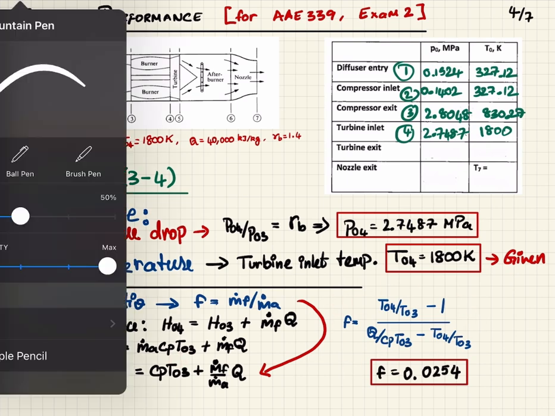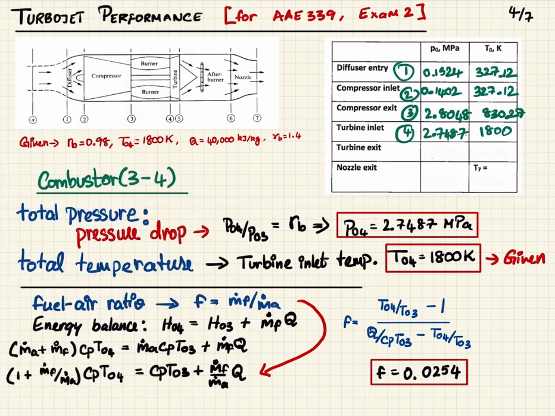And we know all of the values here, so we can calculate our fuel-to-air ratio to be 0.0254. This makes sense because since this is an air-breathing engine, the engine uses less fuel in comparison to the amount of air it uses.